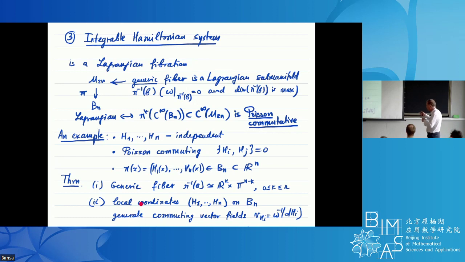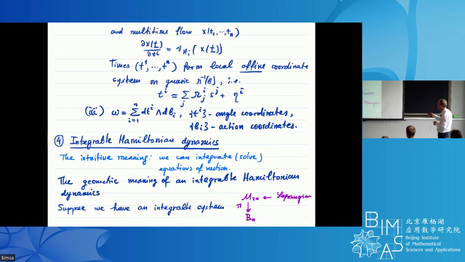The other thing is that, in local coordinates on the base, which according to this example I will call h_1, ..., h_n, these coordinates generate commuting vector fields on the coordinate neighborhood, just as in this example with R^n. So you have n vector fields, they all commute, so you have n commuting dynamical systems. You can combine all of this into a multi-time flow with n times.